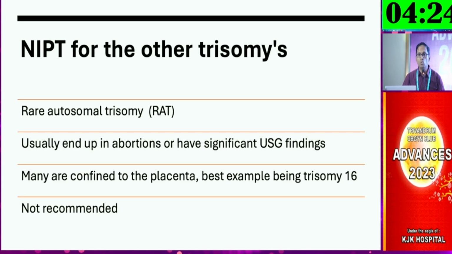But what's more worrying is that some of them may be confined to the placenta, like trisomy 16, and you will do an NIPT and find out there is trisomy 16 on the NIPT, whereas the fetus is going to be absolutely normal, and therefore we do not recommend NIPT for rare autosomal trisomies.